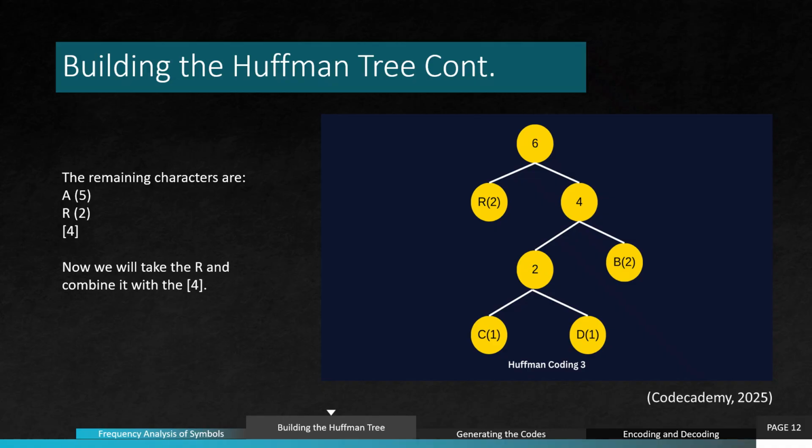Continuing on with our tree, we look at the remaining characters, which is A5, R2, and 4, which we got from combining the previous characters. Now adding R2 to the left side of the 4, we'll get 2 plus 4, which is 6.